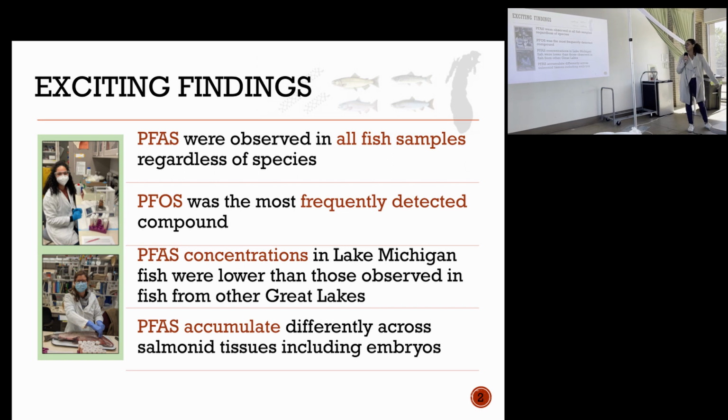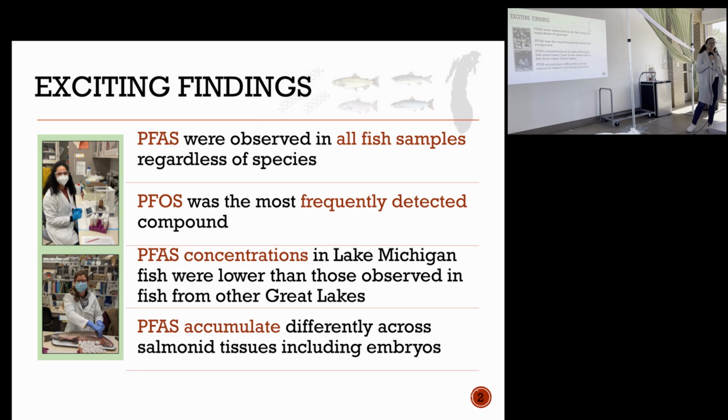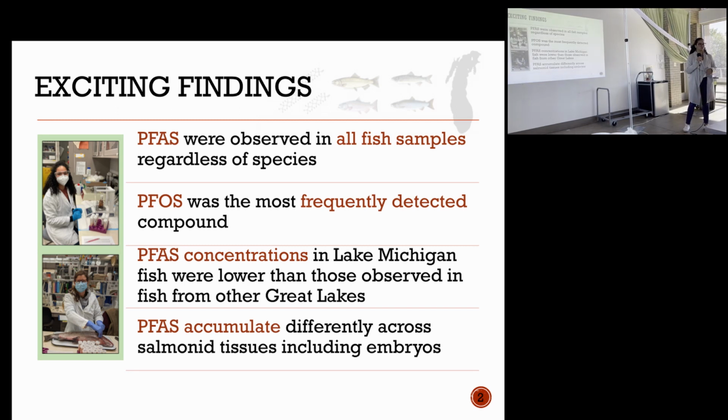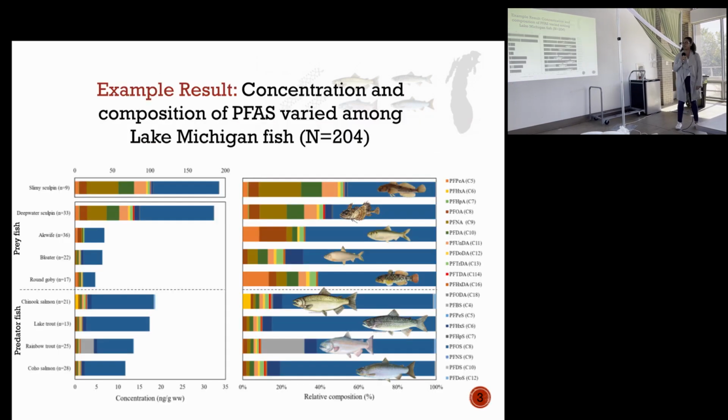And the PFAS accumulated differently across salmonid tissues. We were expecting to see higher concentrations in liver, for example, or also in muscle, but we saw that female eggs have higher concentrations than other tissues for salmonids. You can go to the next one.